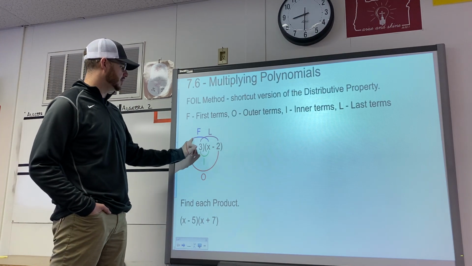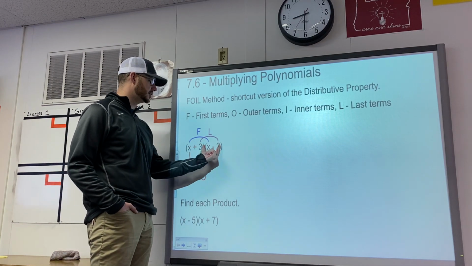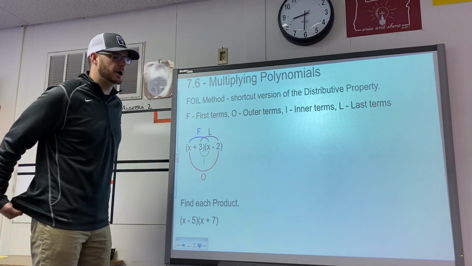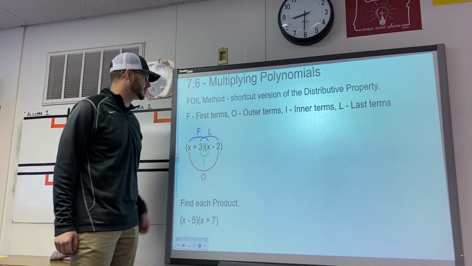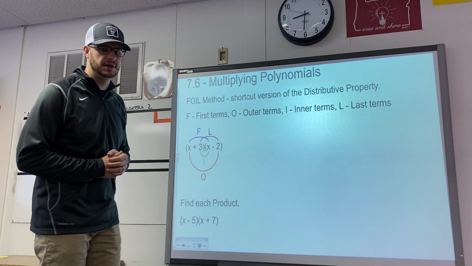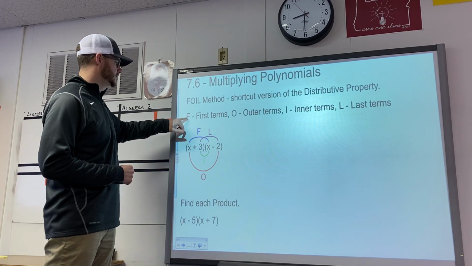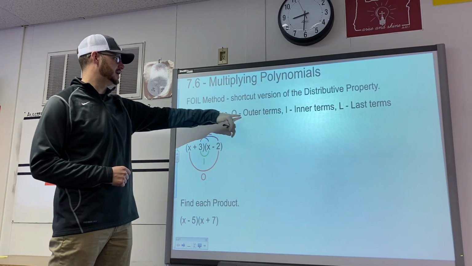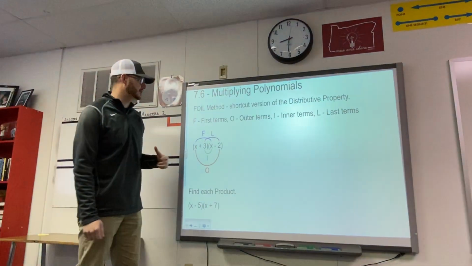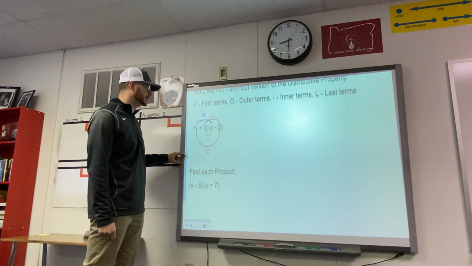So what we're going to be starting with today is multiplying binomials together. So remember, a binomial has 2 terms in each polynomial. And the method that we use for multiplying polynomials, or binomials in this case, is called the FOIL method. It is just a shortcut version of the distributive property when you're having to distribute multiple terms in. And FOIL stands for first terms, outer terms, inner terms, last terms. So that's the order that we will always multiply in order to multiply 2 binomials together.